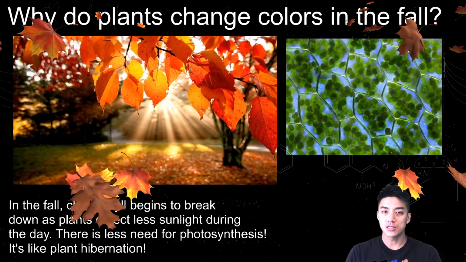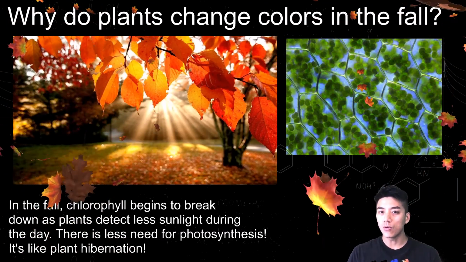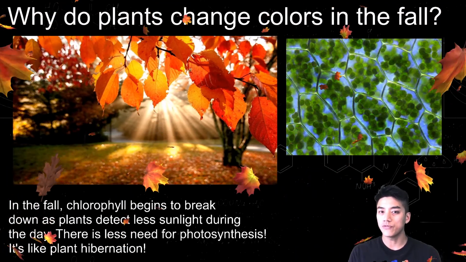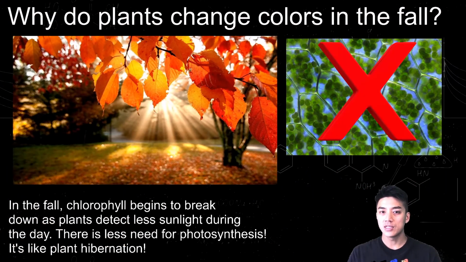Plants change colors in the fall. They go from green to red, orange, and yellow because the green chlorophyll pigment starts to die off. It's as if the plants detect less and less sunlight during the day, so as a result, they realize they don't need to perform as much photosynthesis as before. Photosynthesis produces food for themselves, so it's almost like the plants are going into hibernation mode.